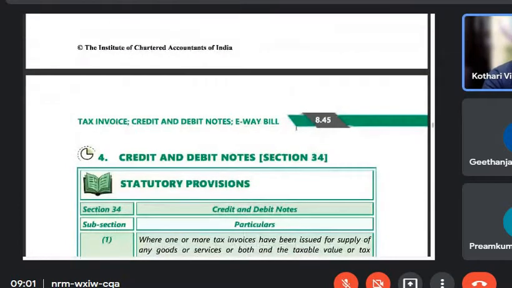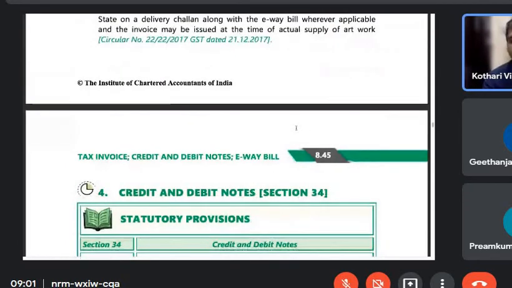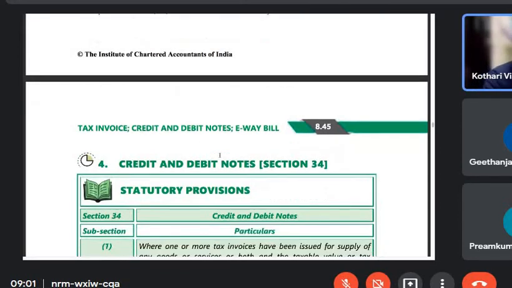So this is with regard to the documents. Totally 8 documents we have seen, and 9 is an additional compliance. So one is the tax invoice, second is the revised invoice, third is the receipt voucher, fourth is the refund voucher, fifth is the RCM invoice, sixth is the payment voucher, seventh is the bill of supply, 8 is the delivery challan, and 9 is the e-invoicing. So these are the documents which have to be issued in the GST.